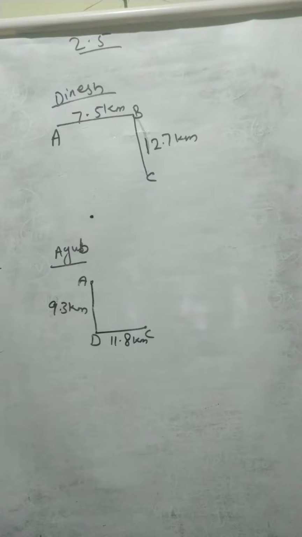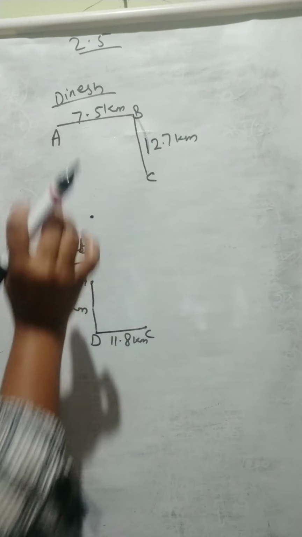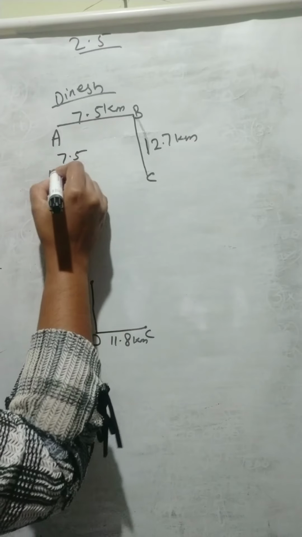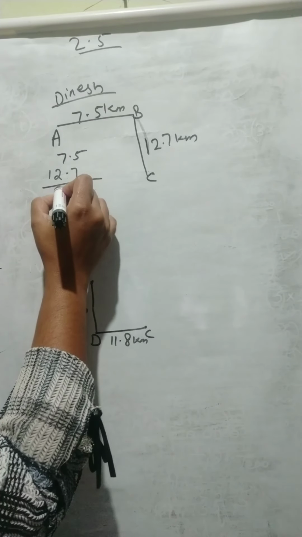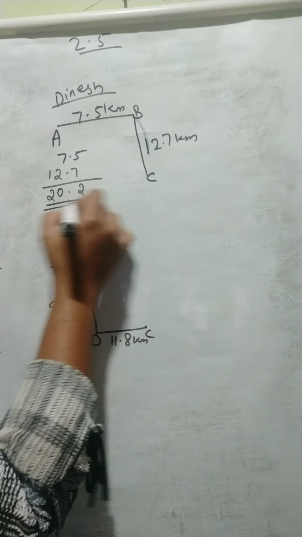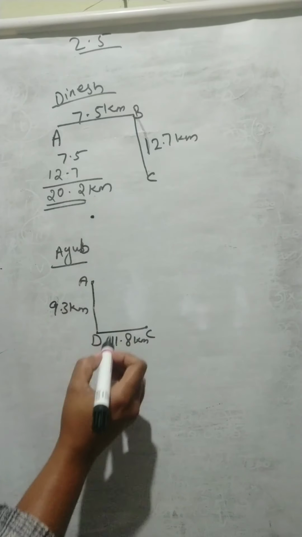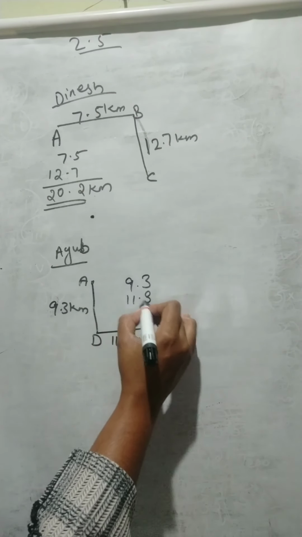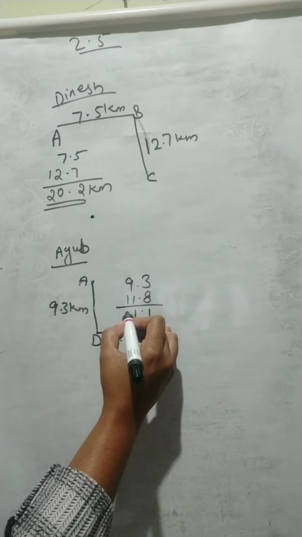What is the question? Who traveled more and by how much? So we have to find the total that these two persons traveled. That means Dinesh traveled 7.5 and 12.7. That is 12, then 9, 10, 20.2 kilometer. For Ayub, 9.3 and 11.8. Here it is 1. Then 1. Here it is 2.